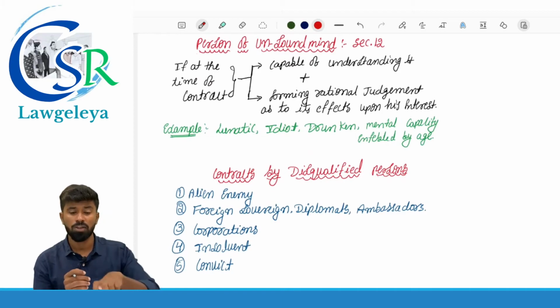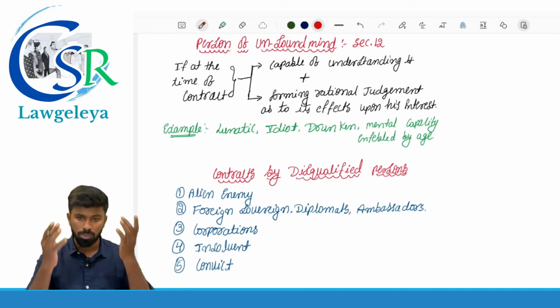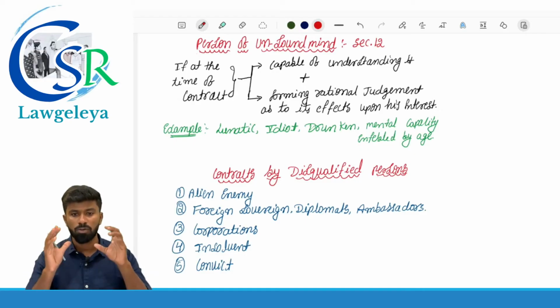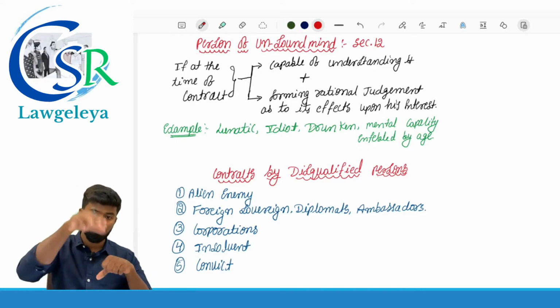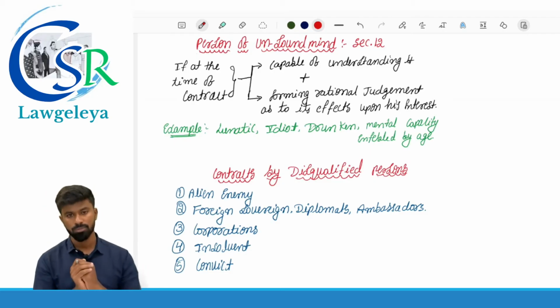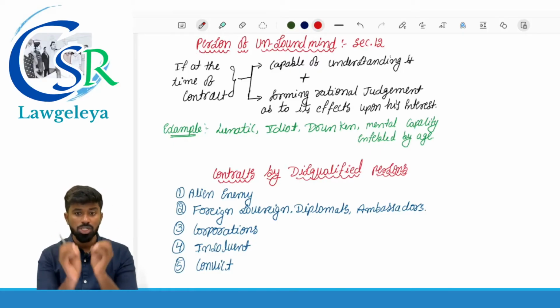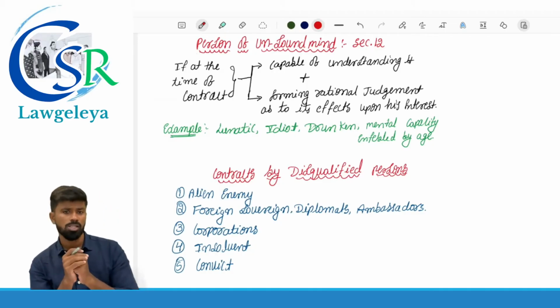Next one, section number 12, persons of unsound mind. Section number 12 defines who is sound mind. If at the time of contract, a person is capable of understanding the term and can form the rational judgment as to the effect of the contract upon his interest, that is called as what mind? Sound mind. Means at the time of contract, he is capable of understanding it and forming the rational judgment, a sane judgment upon his interest. Then he is called as sound mind.